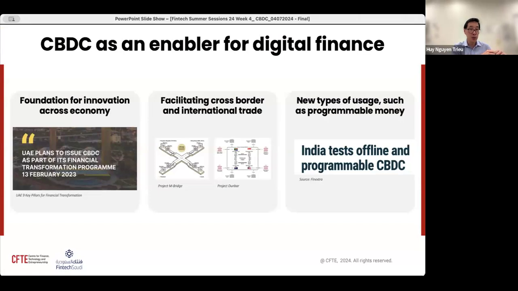It's really a possible infrastructure of money on which the whole innovative economy can be built. It can help for facilitating cross-border, or it can also, let's call that, push the boundaries of money, do things that we have never thought of before. For example, programmable money. And we'll have a look at an example.